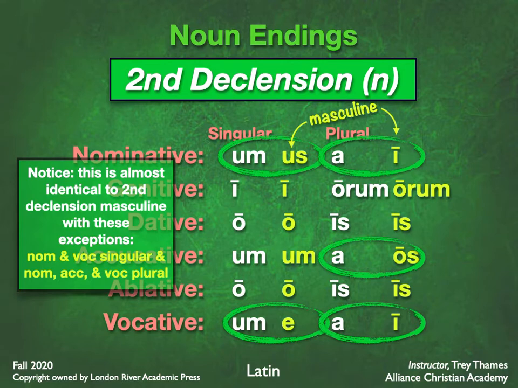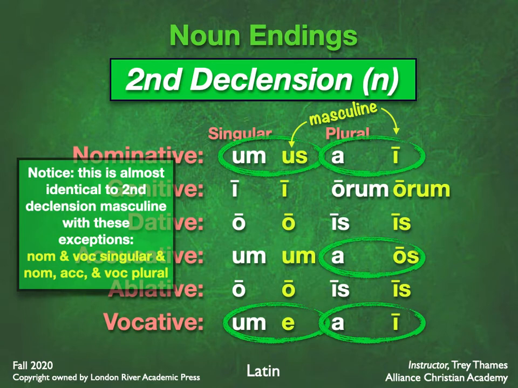And then in the vocative, again, we have the vocative rule, which is that it looks just like the nominative. Second declension masculine was the exception to that rule, but second neuter keeps it. So in nominative singular, vocative singular is um as well. Now the other difference is that the nominative plural is a letter A instead of a letter I.